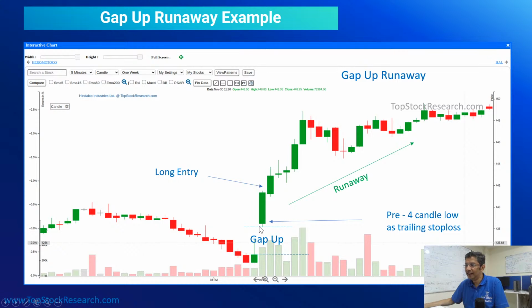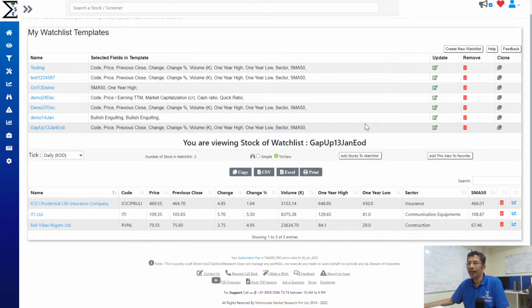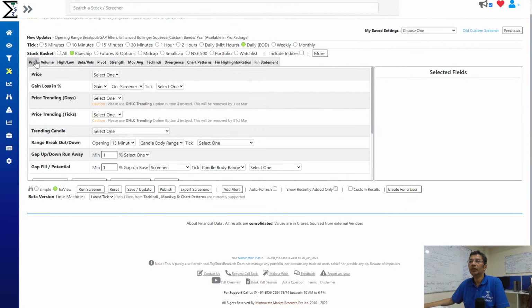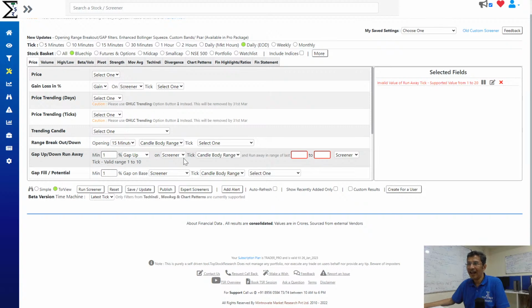Where the stock is making a gap and it is continuously going in that particular direction, right? So how do we do that? We go into our DIY screener, do it yourself. Okay, go out here, gap up, runaway, right? So gap up, we are looking at gap up.